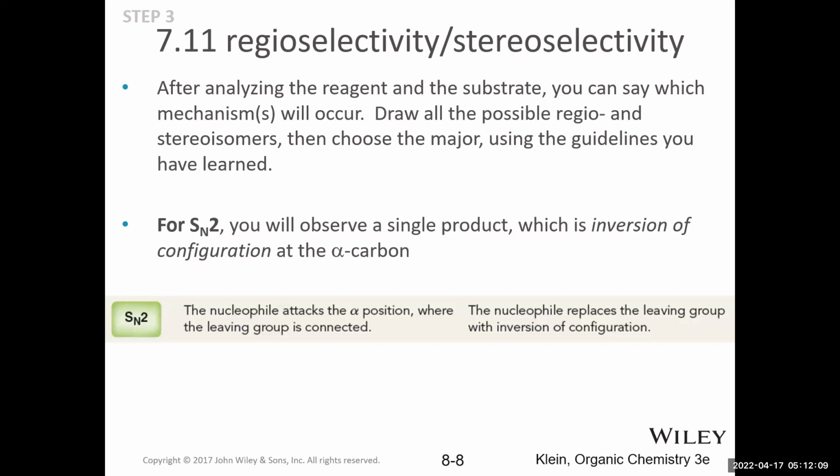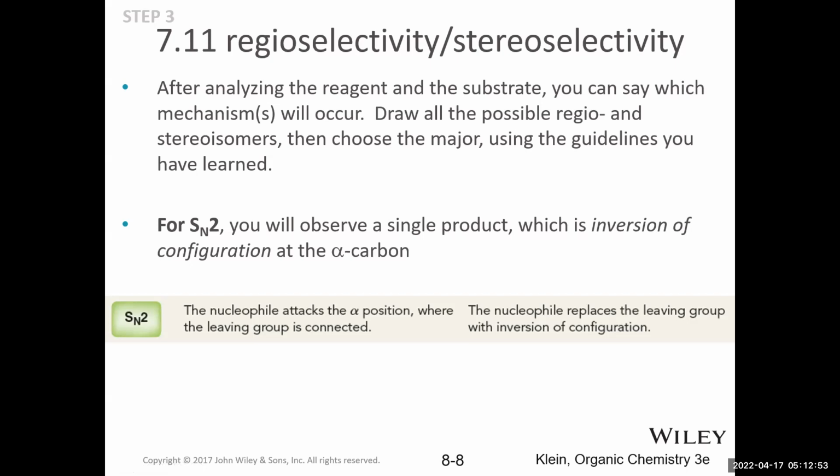Okay, so after you've analyzed the reagent and the substrate, and you determine which mechanisms will occur, which may be one or more than one, then the next step is to draw all the possible regio and stereoisomers, and then choose the major product using the guidelines that you have learned. Let's go through each of the mechanisms individually to remind ourselves about the regioselectivity and the stereoselectivity of that particular mechanism. This is a bullet that highlights what's written down here in a shorter fashion, but we can read through both of these.